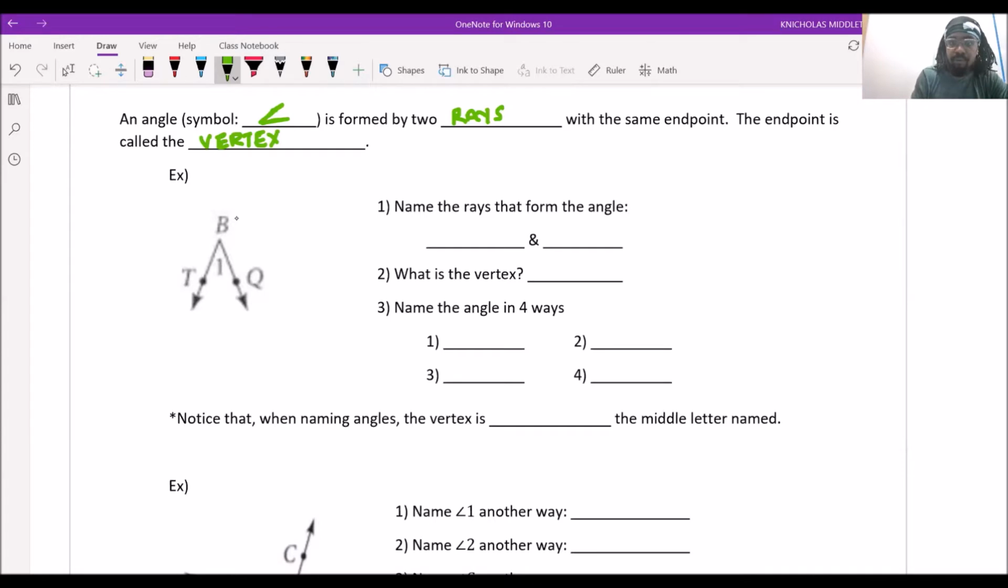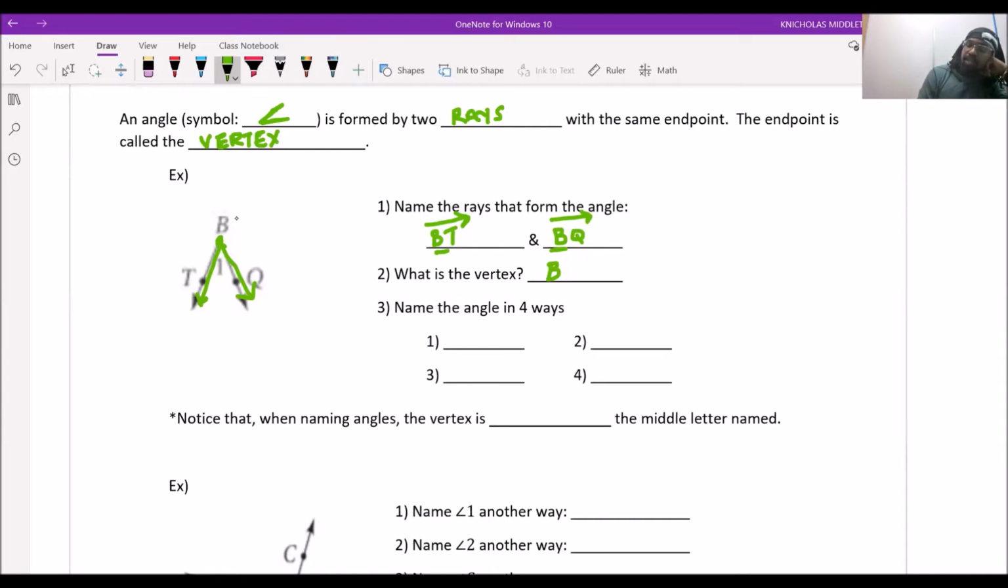Name the rays that form the angle. In this diagram here, remember the endpoint is B. The ray goes this way, so we call it ray BT. Again, reminder that anytime we name a ray, the arrow goes to the right, no matter how the direction of the ray is. And we have ray BQ. Those are the two rays that make up the angle. And that vertex is the endpoint. So the vertex should always be the endpoint of the rays, which is B.